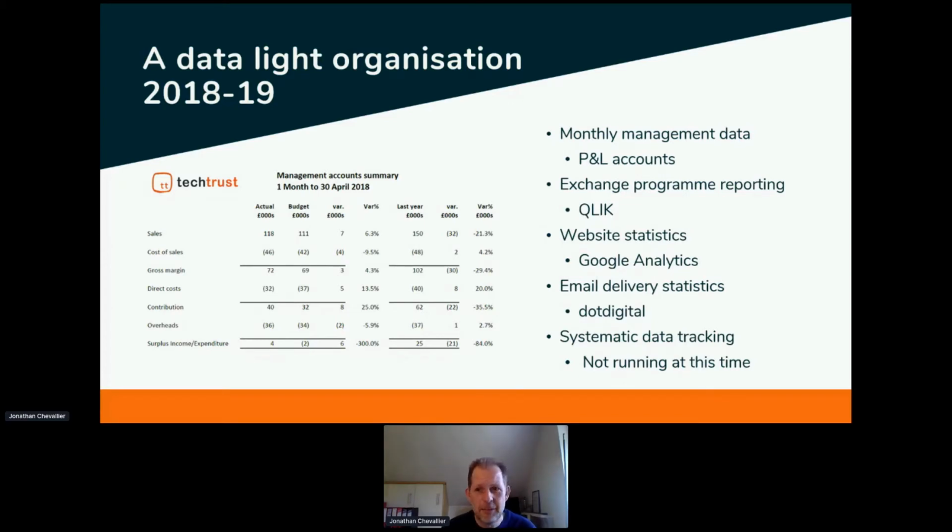There were some reasonable niche systems. For the exchange program, there was quite a nice system based on Qlik, which allowed slicing and dicing of data. Website statistics were being generated from Google Analytics. We had email delivery, open and click-throughs from our .digital system. But I think a major shortcoming was that there was no real systematic data tracking. People went off and looked at data if they wanted to see how something was running, if they had a question in their mind, but there was no systematic looking at it, reviewing it, understanding where things were going wrong, and then taking action to address those. Hence why I call it a data light organization.